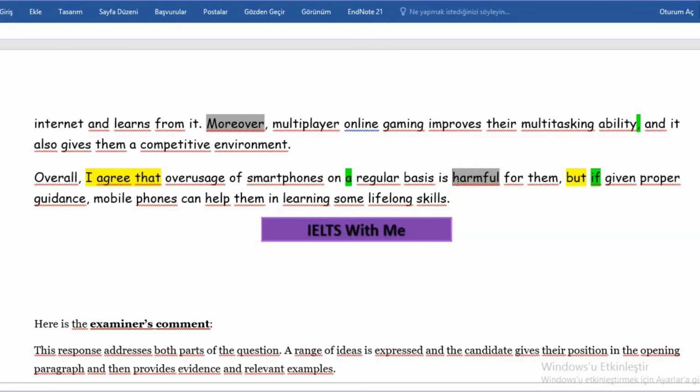Has some negative impact for their life. However, if given proper guidance, mobile phones can assist them in learning some lifelong skills. The candidate, if you actually try to provide a balanced conclusion, provided that in a condition that proper guidance under the supervision of the parents, mobile phones can help them in learning some lifelong skills.